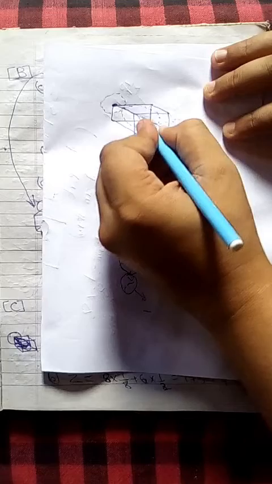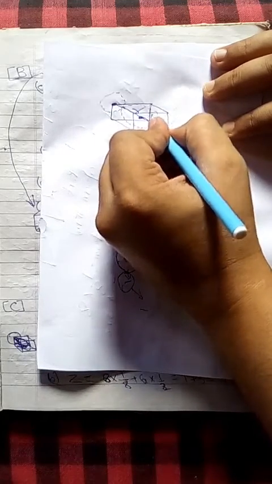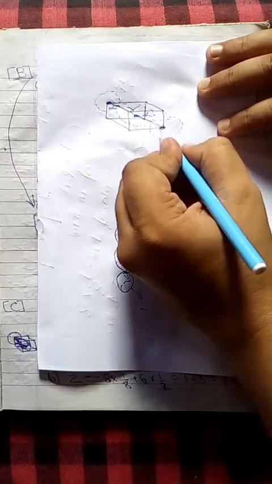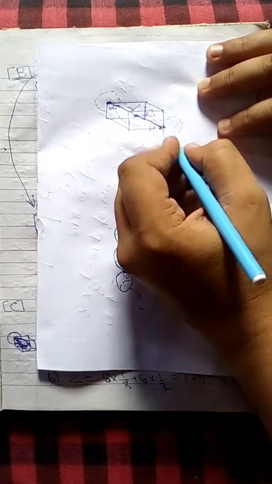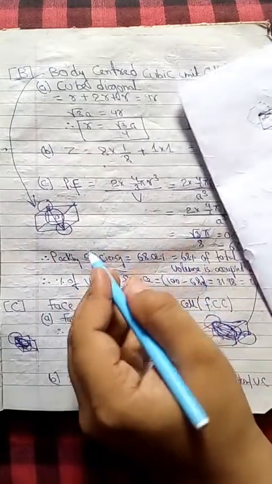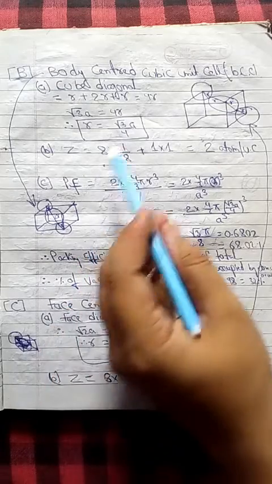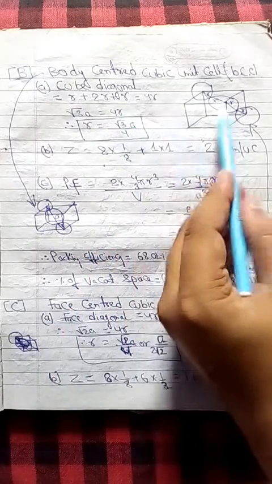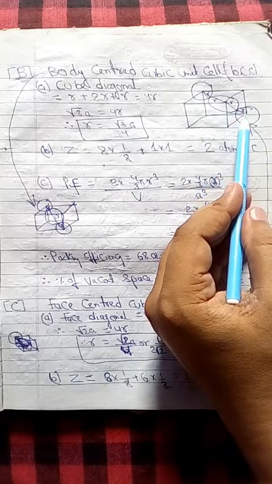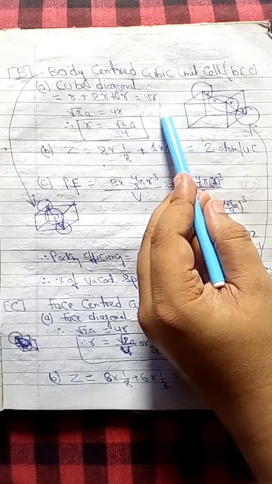radius here, it will be r, this side will also be r, and this one will also be r. So what will we get? Look here, we'll get 4r. So r, the central atom at the body center, 2r, that is the diameter, and at the corner one more r. So the total number of r is 4r.